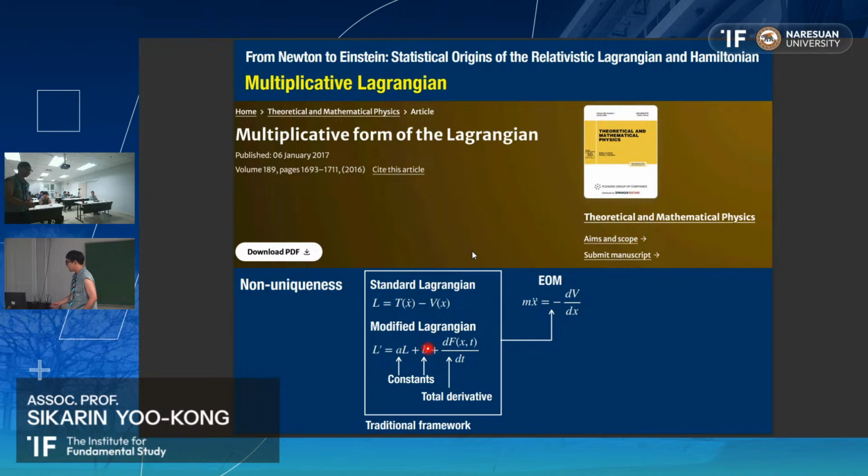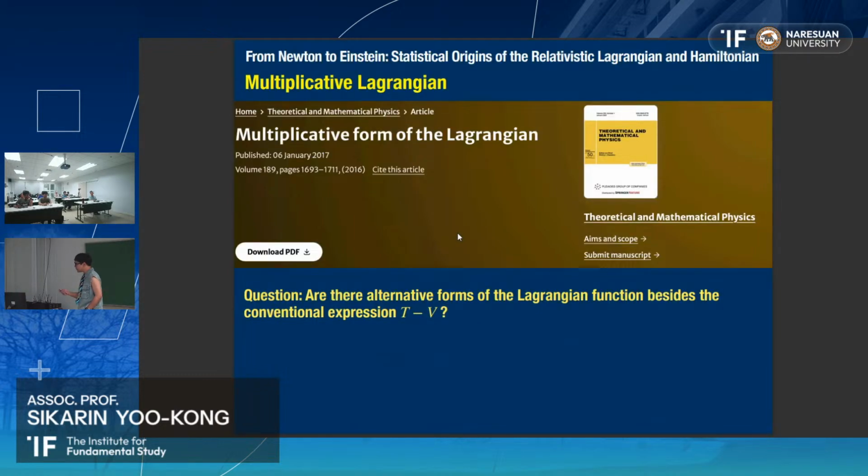And you know that according to the non-uniqueness property of the Lagrangian, you can modify your Lagrangian by adding a total derivative term, or you can add a constant, or you can multiply or scale your Lagrangian, and you still get the same equation of motion. That's what we knew, right? I put this type of traditional framework here.